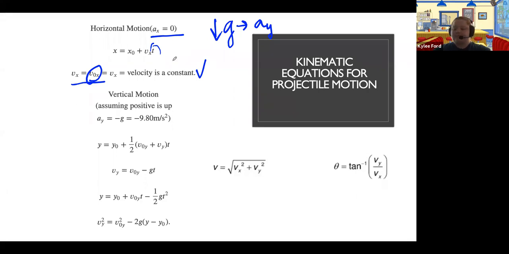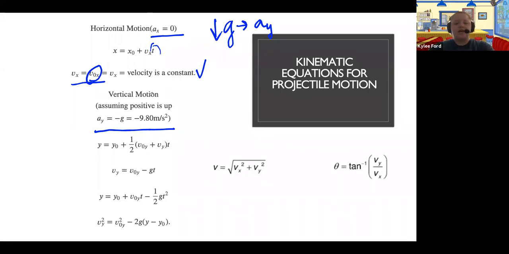Now moving on to my vertical motion. We know that we're having some kind of acceleration due to gravity. So I'm going to state that first and foremost: my acceleration in the y direction is negative g. It's going to be negative 9.80 meters per second squared. That's going to be my first claim.